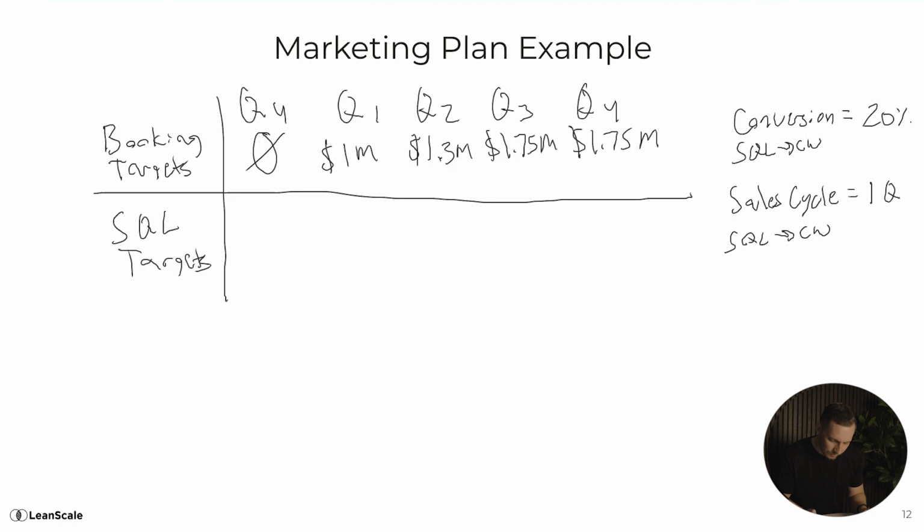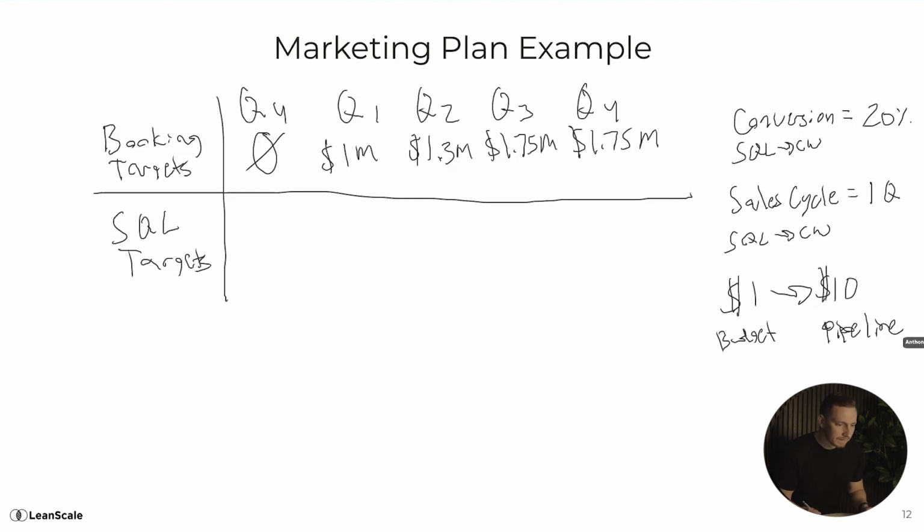And then the other thing that I'm going to add here as an assumption is the production of pipeline per dollar budget. $1 of budget will produce $10 of pipeline. So $1 budget produces $10 of pipeline.